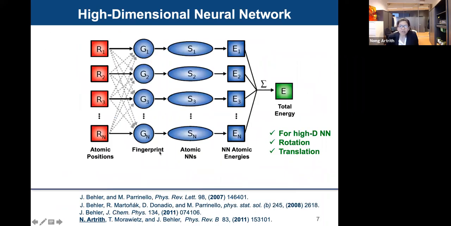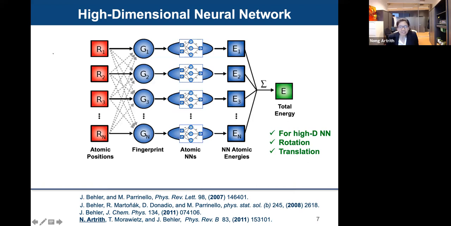But in realistic cases, we have something very complicated. This diagram shows high-dimensional neural networks. In materials, the total energy comes from the sum of the atomic neural network energies, like you can see here. And each atomic energy comes from an atomic neural network, like I just showed in the previous slides.